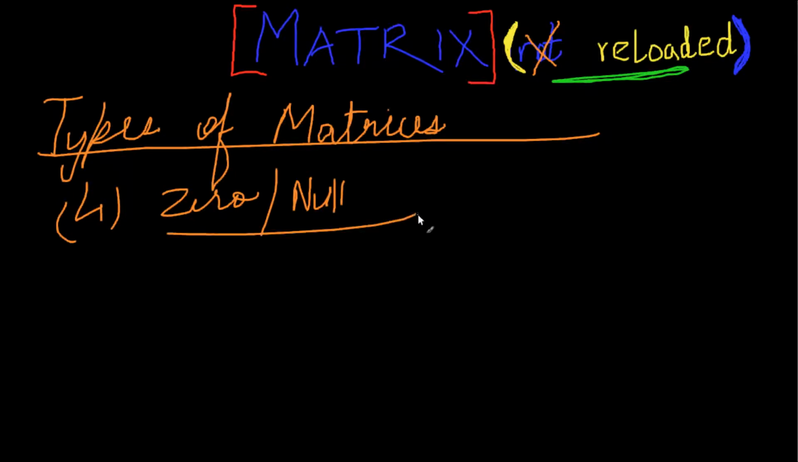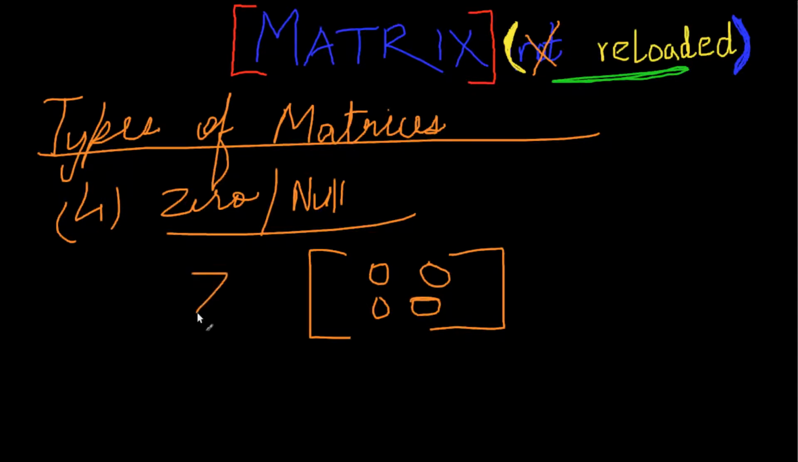Now guys, a null matrix or a zero matrix is a matrix which has its elements as zero. As simple as that. So guys, this matrix, let it be named Z, and its order is 2 by 2. So it's a zero matrix, guys, because it has all elements as 0.